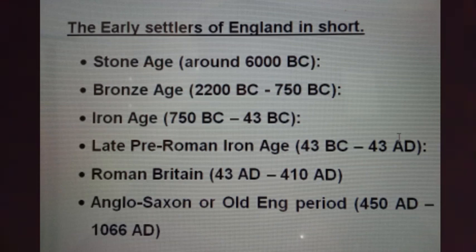And after 1066, it was the time of the Normans, the Norman people, or the people from France.